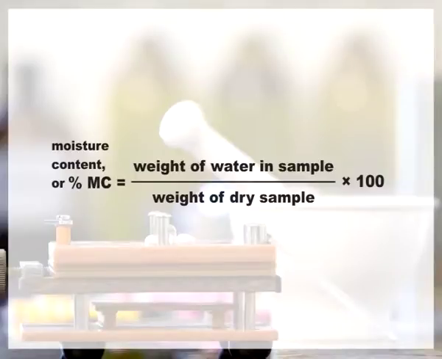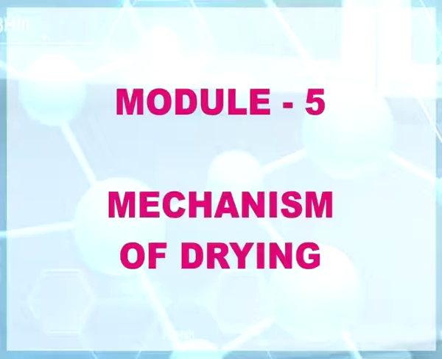Next is the unbound moisture. It is the amount of water held by the material that exerts an equilibrium vapor pressure equal to that of pure water at the same temperature. Unbound water exists mostly in the voids of solids. Measurement of the moisture in a wet solid is referred to as moisture content. Percentage moisture content is equal to the weight of water in the sample upon the weight of dry powder, multiplied by 100.